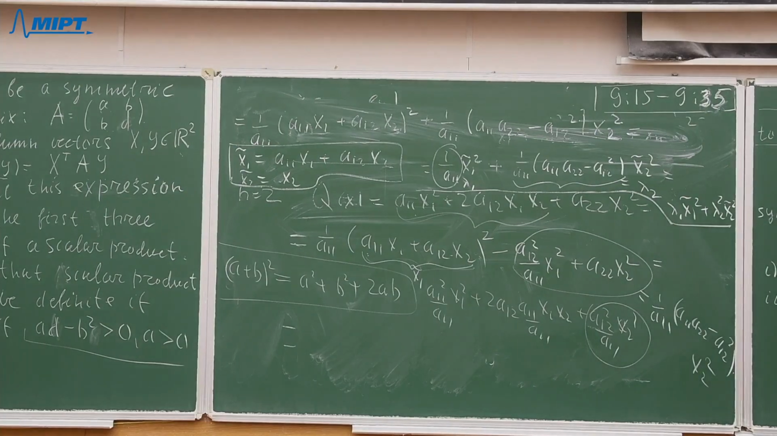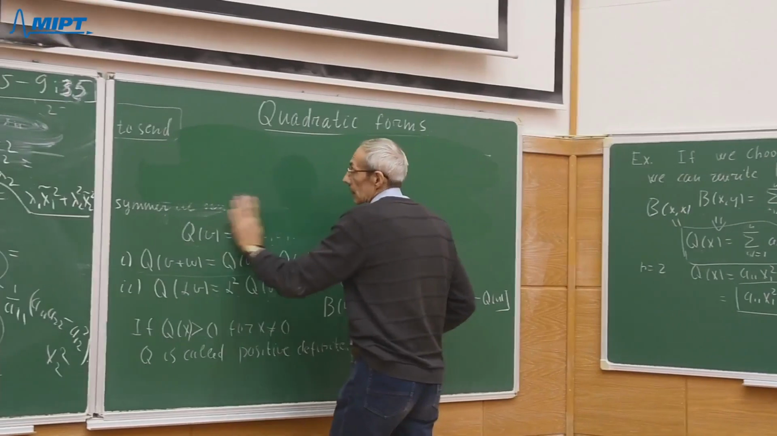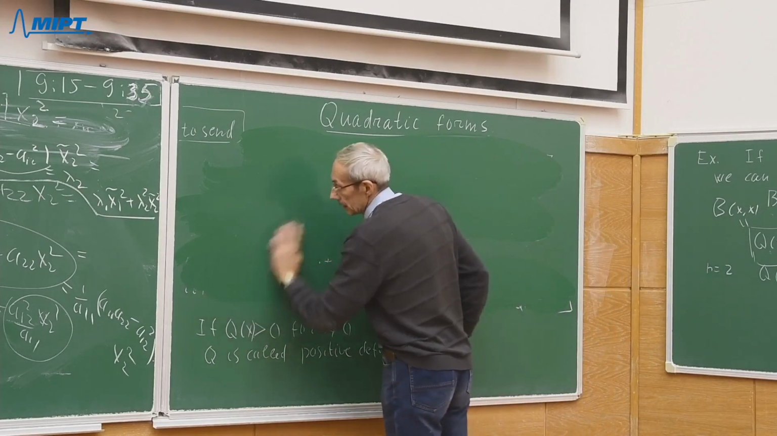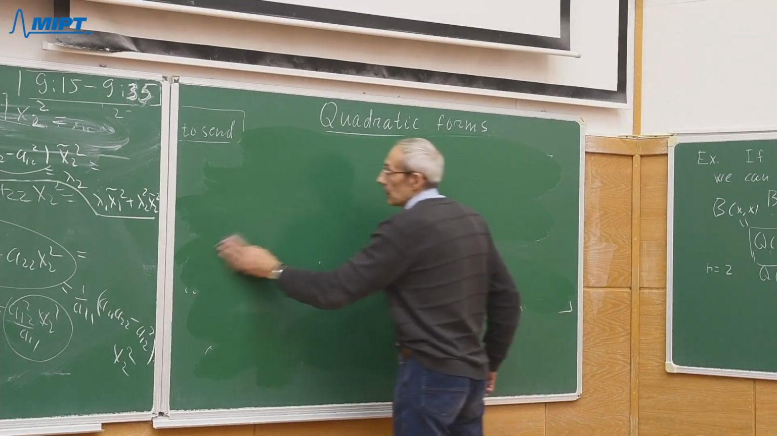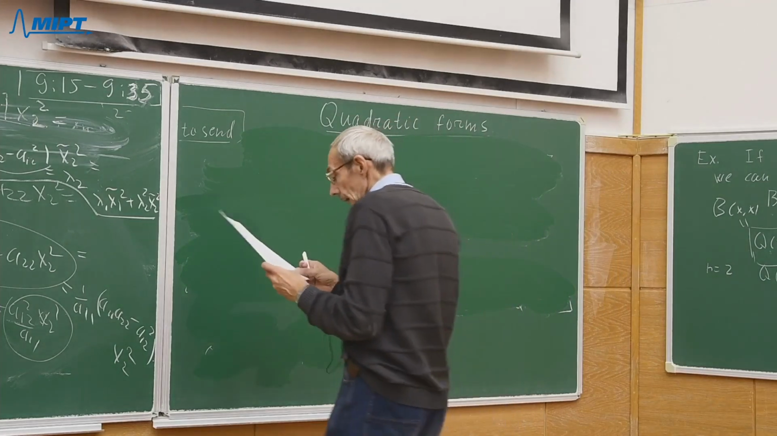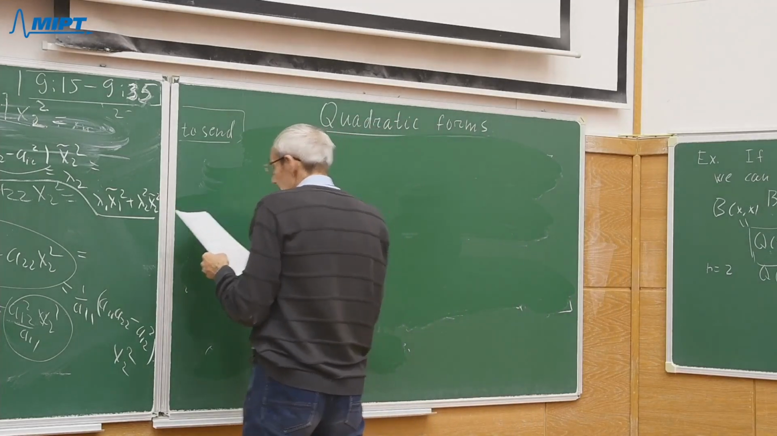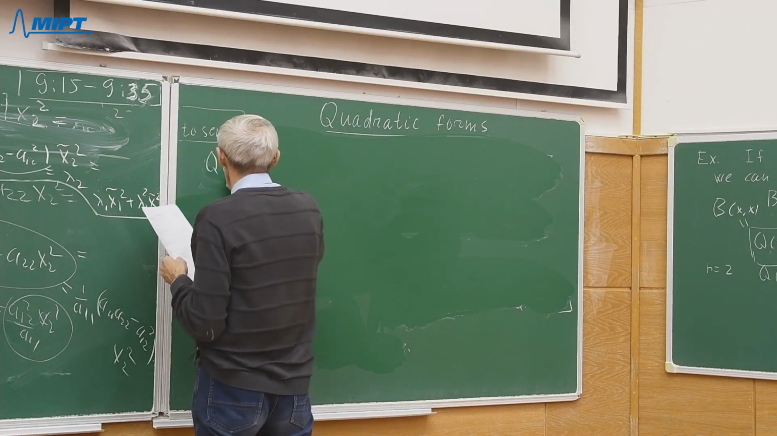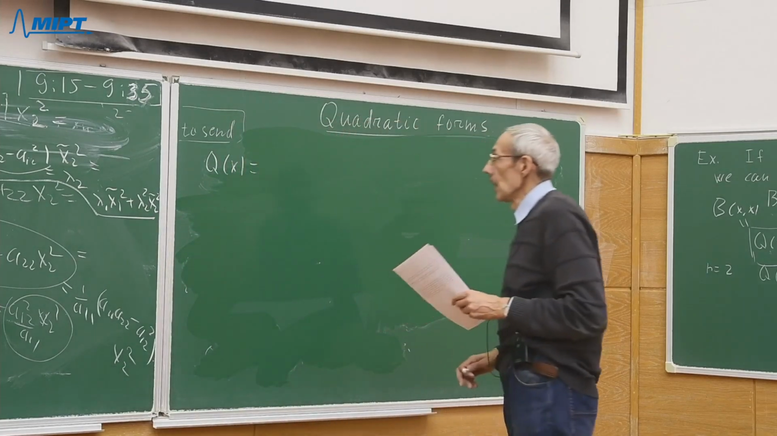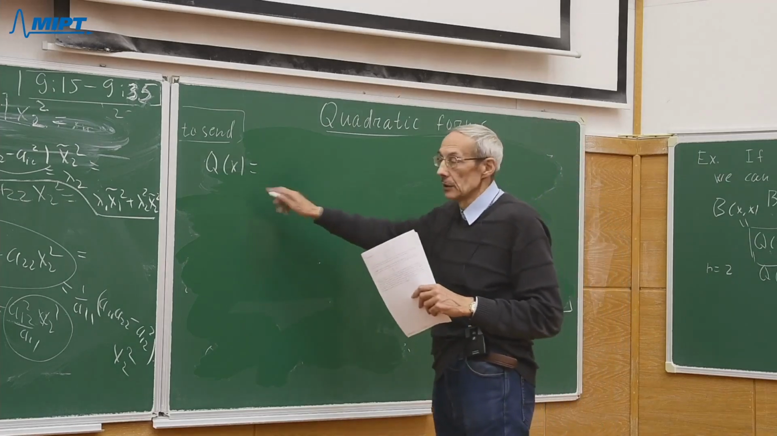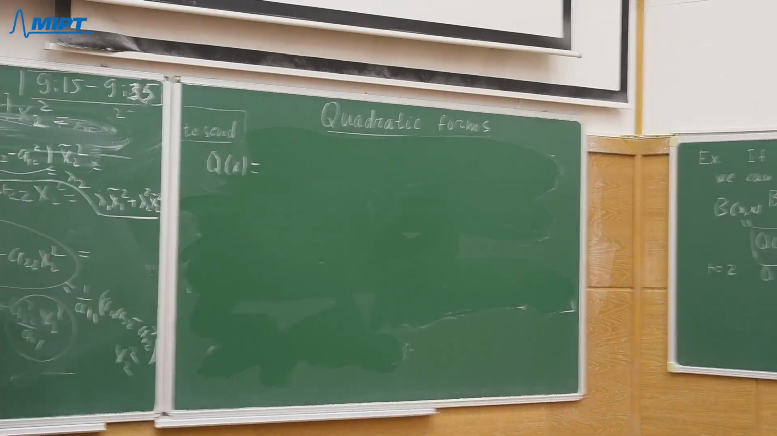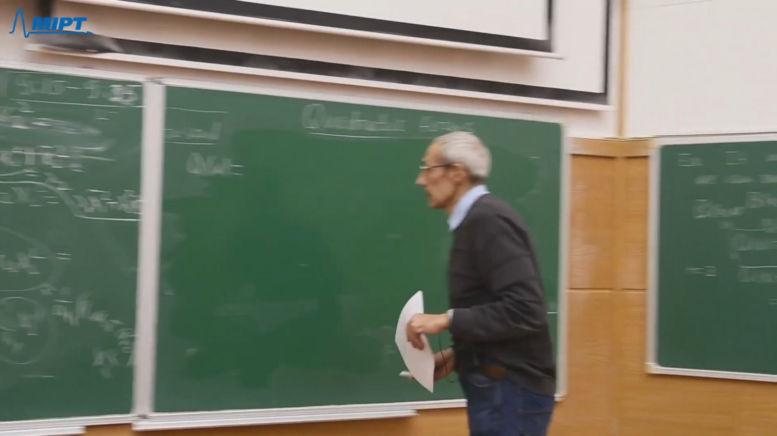Now the general method to reduce an arbitrary quadratic form to the canonical form is the so-called Lagrange method. Namely, we have an arbitrary quadratic form, and now we will suppose that the dimension of the vector space n is arbitrary.